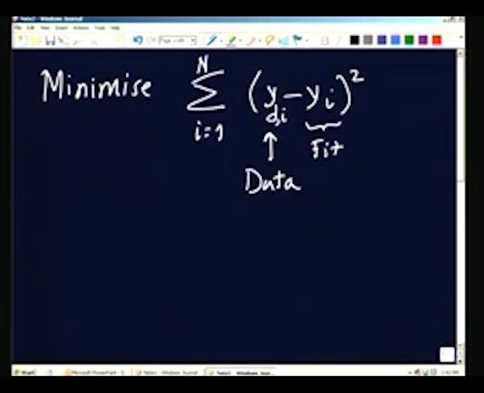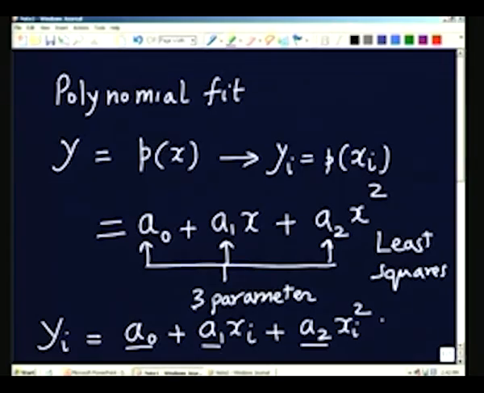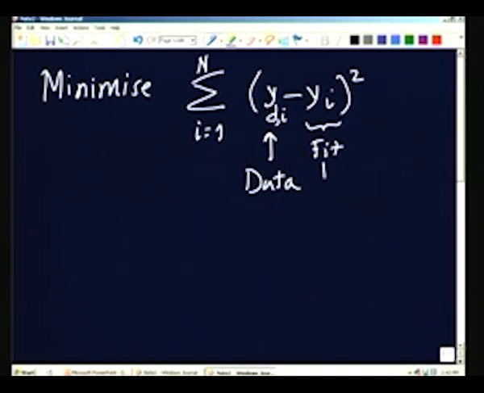And all I have to do is to substitute for yi the expression from the previous page. You see here we have yi equal to a naught plus a1 xi plus a2 xi squared. I just have to substitute here into this one, and we will say this will be a naught plus a1 xi plus a2 xi squared.